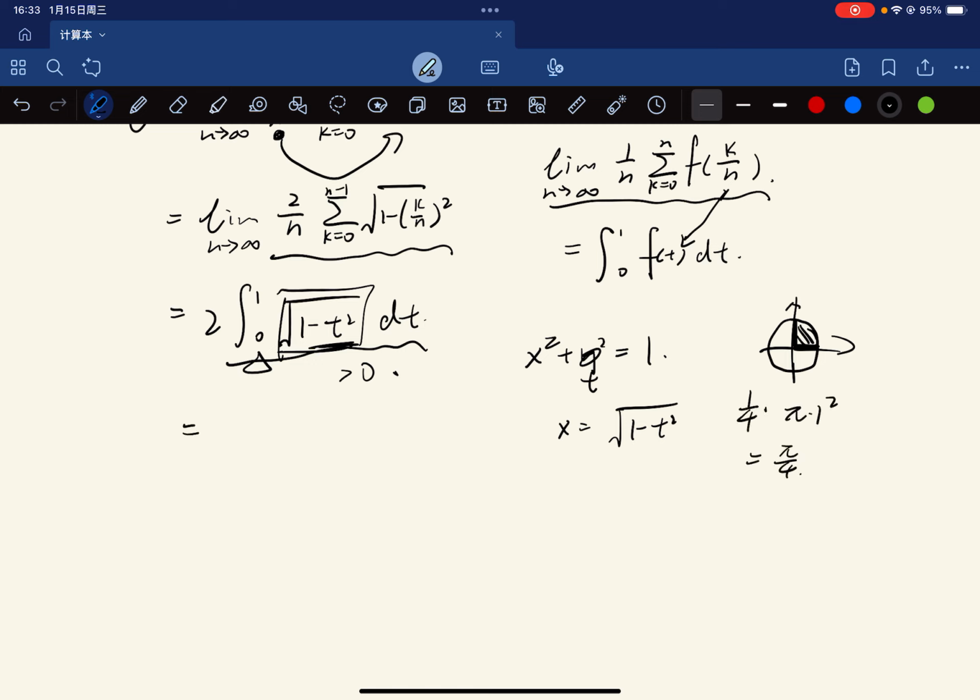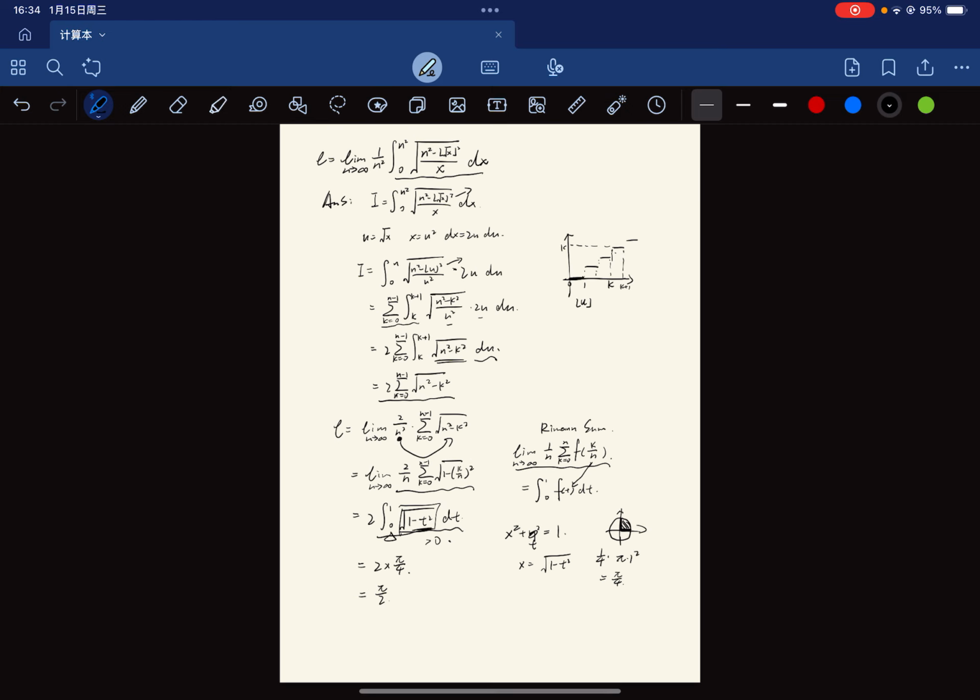So in this way, we calculated the area of this, which is the integral of this one, which is 2 times pi over 4, which is pi over 2. Then we successfully deal with this question with just the Riemann sum as well as the integral.